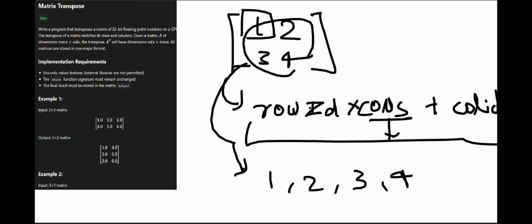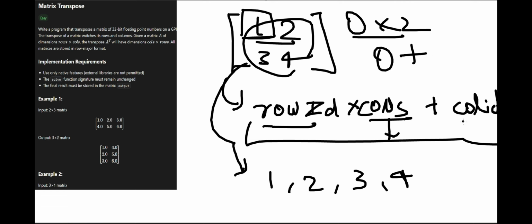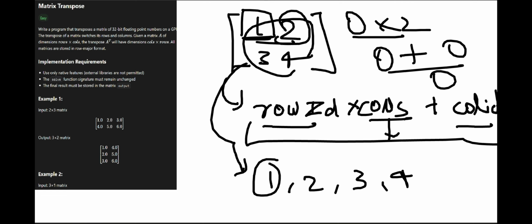If we want this element, the row ID for this element would be 0. So 0 times the number of columns, which is 2, would be 0. So 0 plus the column ID for 1, which is just 0. So the index of the element in the array is 0, and we get the element. Now we want 2. 2's row ID would be 0, so 0 times columns is again 0. I'll just clear it up.